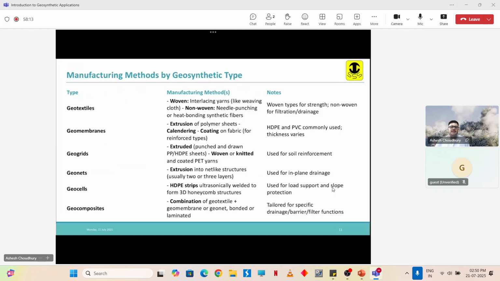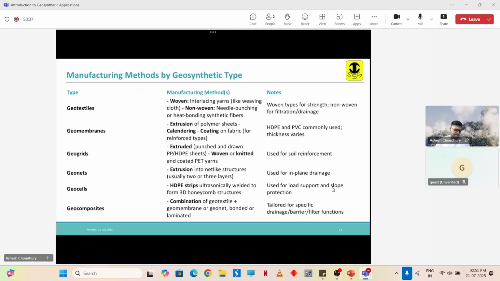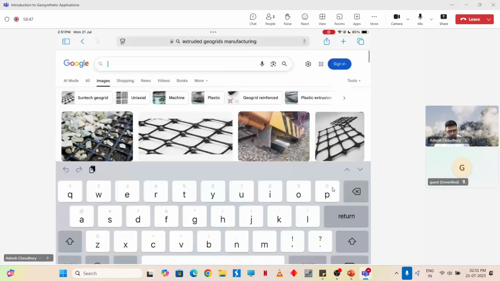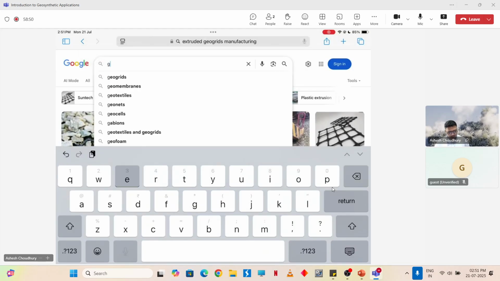Then we have geocells. Geocells are HDPE strips, sonically welded to form 3D honeycomb-like structures. They are used for load support and slope protection. Then we have geocomposites. A geocomposite is a combination of geotextile, geomembrane or geonet. We also discussed geocomposites. They are tailored for specific purposes. Before we go on, let us search and discuss some pictures. Geotextile.